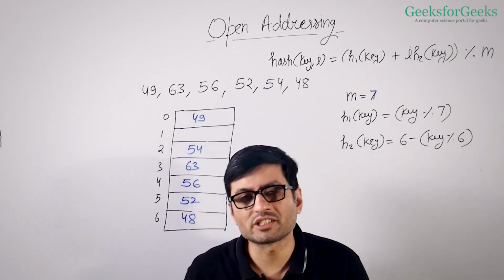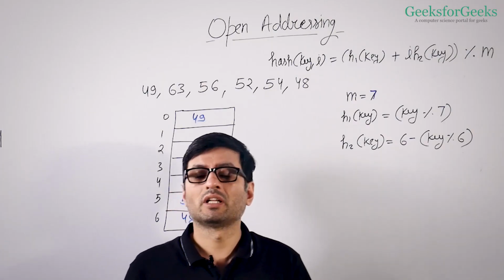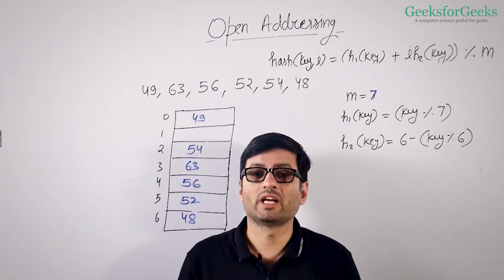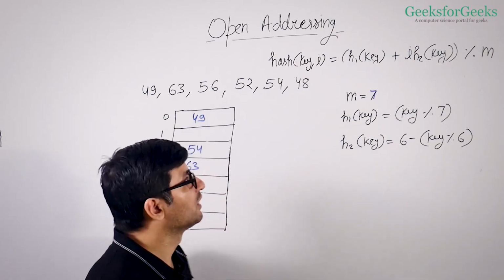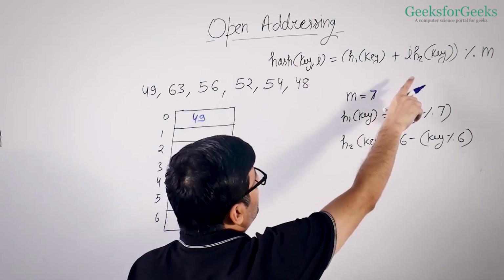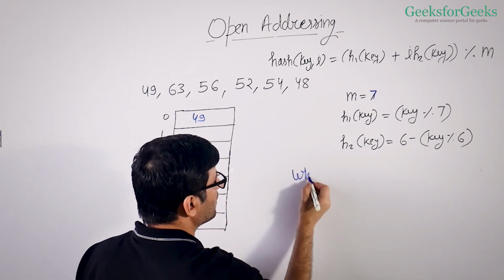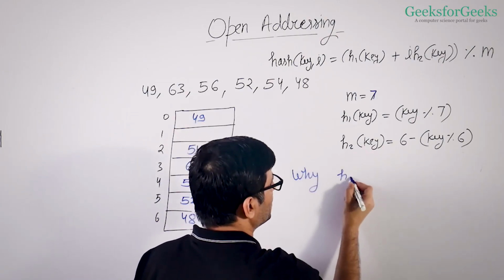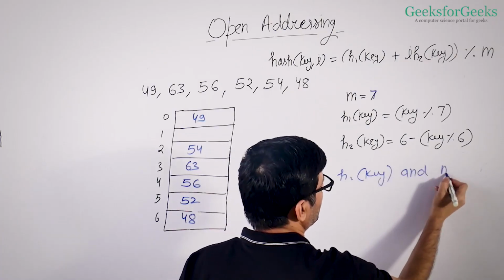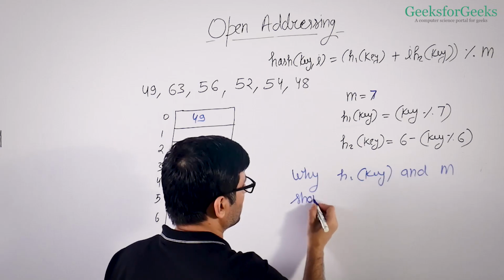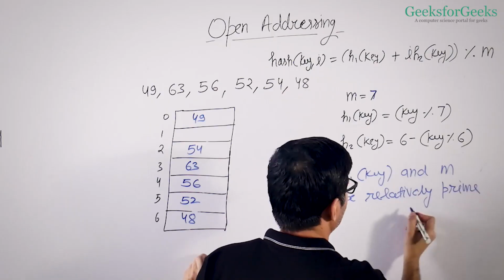Now let's try understanding this requirement of double hashing that we discussed, that H2 key and M should be relatively prime. What is the purpose of this? What are we doing when we were seeing collisions? So let me write down what we are discussing. Why H2 key and M should be relatively prime. We discussed this requirement in the first point of double hashing.